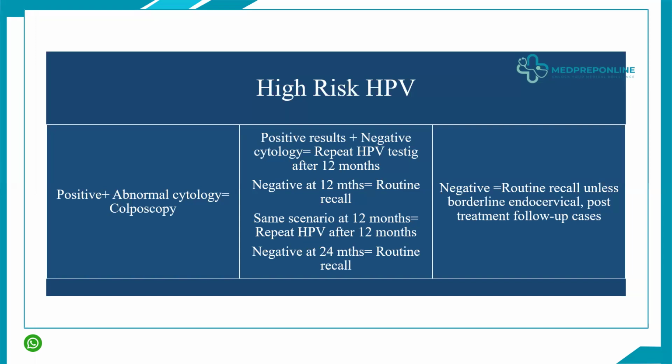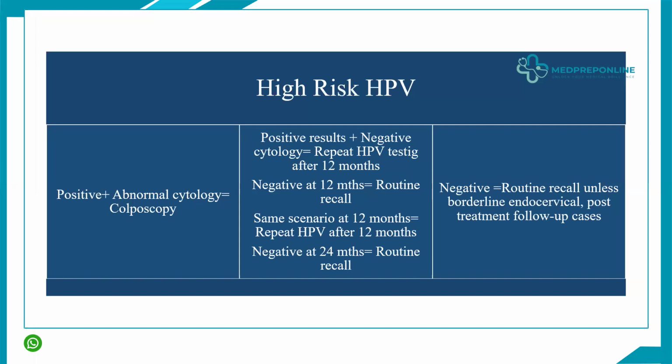Now you've done the HPV test, and instead of negative, you get the same scenario. Again, you're getting a positive result, and again, you're getting a negative cytology. So again, you give the body 12 months time to undergo regression. And again, you test the patient. So now if the patient has come out to be negative at 2 years, you have to send the patient for routine recall. So anytime you're getting two negatives, you send the patient for a routine recall.